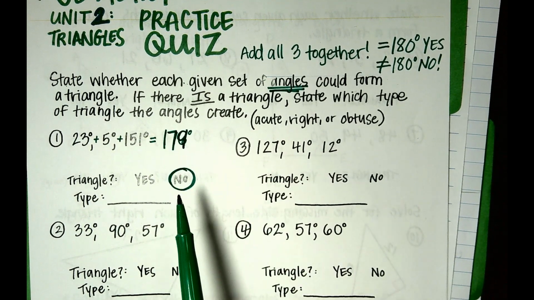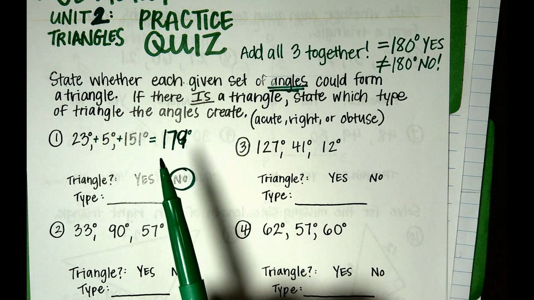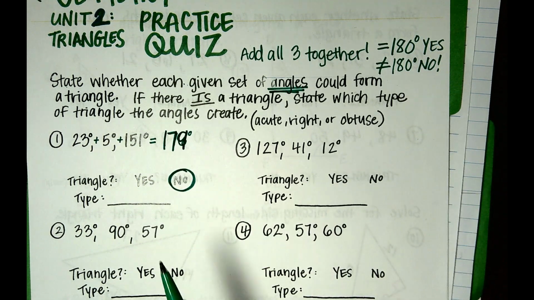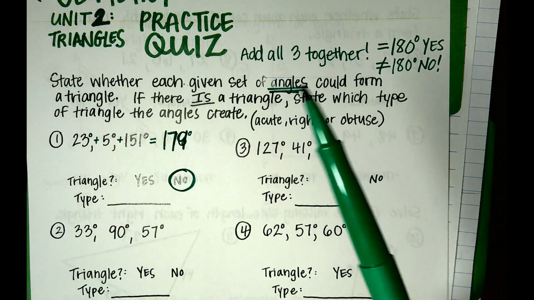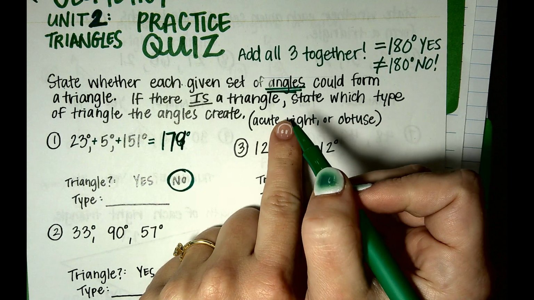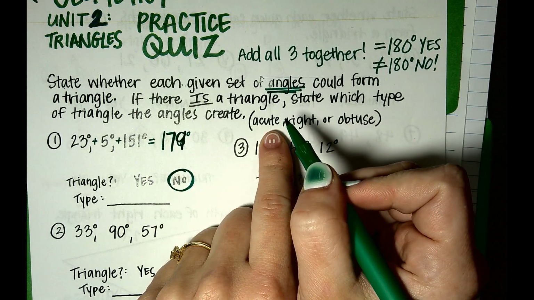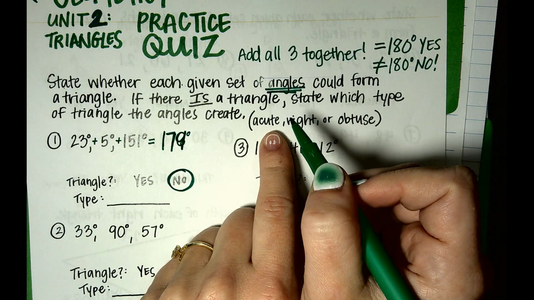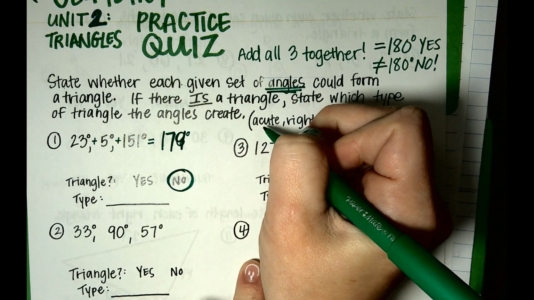Why is this not a triangle? It's not 180. Good. Now, we want to figure out what type of triangle it is. So, let's remember how we can tell. If we have an acute triangle, remember all 3 angles must be less than 90 degrees. So we can make a note of that.